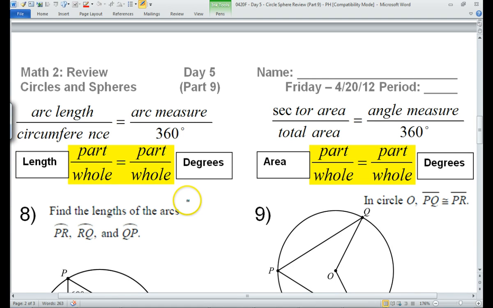Now look, there were 2 different types of problems that we used to solve in very similar ways. Remember these formulas? Part over whole equals part over whole. Notice I have it here twice. That's because we used these formulas to solve problems that involved arc length and problems that involved sector area.